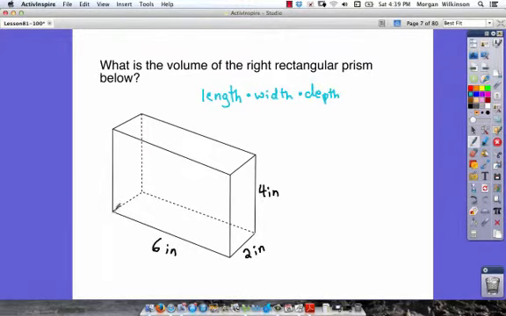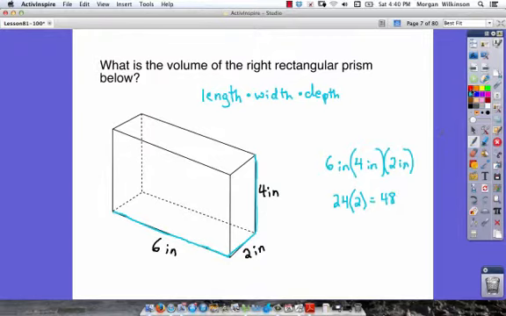The length is our long side, that's 6 inches. So if our length is 6 inches, we're going to multiply 6 inches times our width. Our width in this problem is 4 inches. So 4 inches times our depth, and our depth is how far back it goes. That must be 2 inches. We can go ahead and multiply the numbers first. We've got 6 times 4, that's 24. And we're going to multiply 24 times 2 to get our answer of 48.